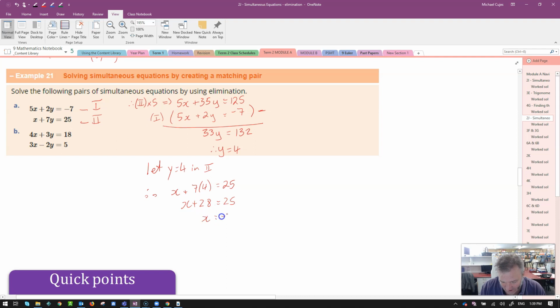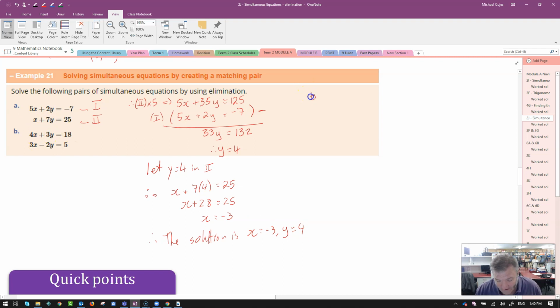x equals -3. Therefore, the solution is, and I'll write it the other way, why not? x equals -3, y equals 4. Let's just have a check that works for both of them. 5 times -3, -15, plus 8, that would be -7. That's right. And substituting in -3 and 4 again, I got -3 plus 28, 25. Looks like we're going okay there.